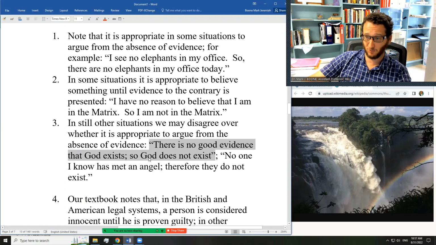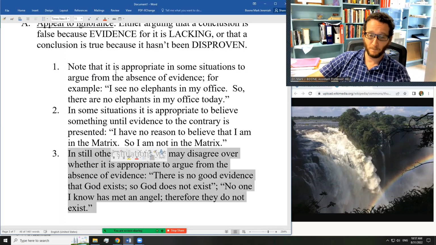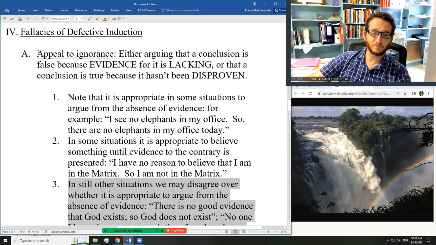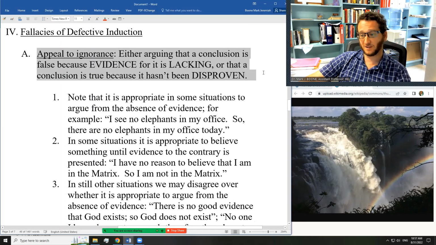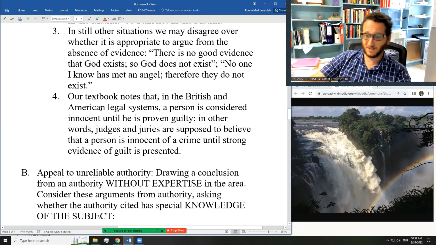In some cases, this is a big worldview issue, and you have to carefully study whole other topics in philosophy of religion or epistemology to be sure. But the point here is appeal to ignorance is frequently fallacious, as when I say there's no spiders in my office because I have no evidence of them, but not always fallacious. I see no elephants or any evidence of elephants, so there are no elephants here. You have to look at the content to be sure.